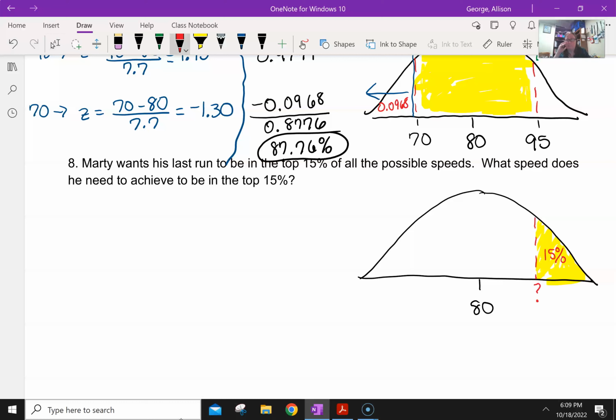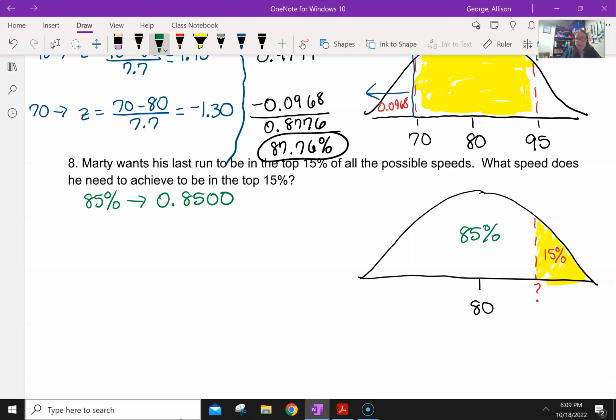What is that speed? The only other thing we have to watch out for before we use table A is, think about again, how do we shade on table A? Table A is always shaded to the left. So if that's 15%, this is 85%, and that's what we're going to need to look for. Table A is only in proportions, so we've got to convert that. So we would be looking for as close as we can get to that decimal.